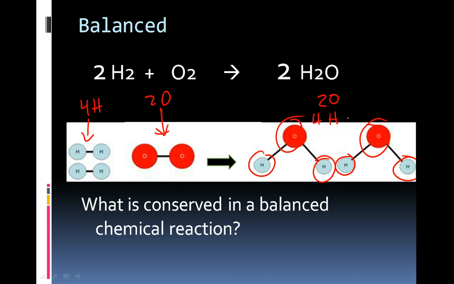Now, what's conserved in this, what I mean is what's equal on both sides of the arrow are a couple of things. If you notice, I have the exact same amount of atoms.